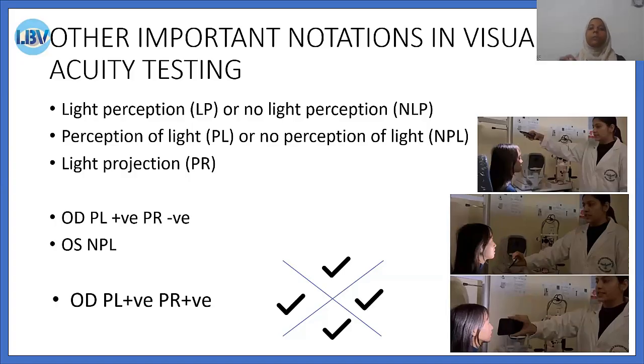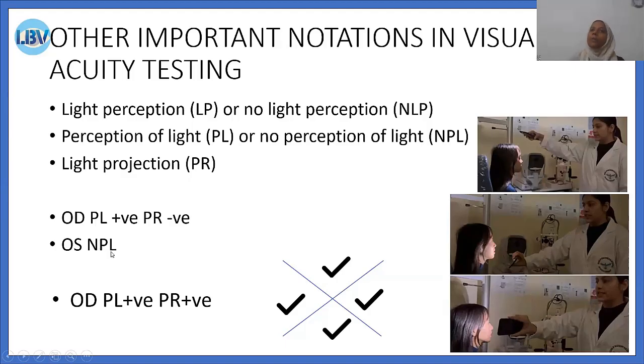You have to check for the projection of rays also. Like if the person is able to identify whether the light is coming from right, left, up, down, which direction, or is not able to perceive the direction from which the light is coming. That detail is also very important. So it is PL positive, and if the person is not able to tell you the direction from which the light is coming, it will be projection of rays negative.